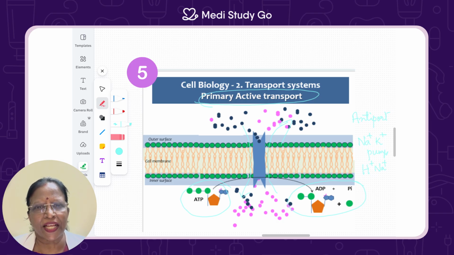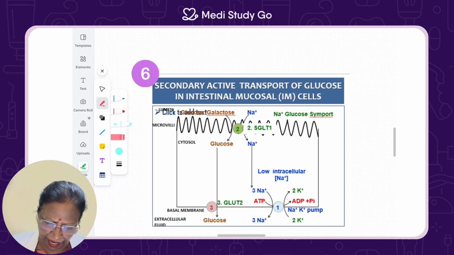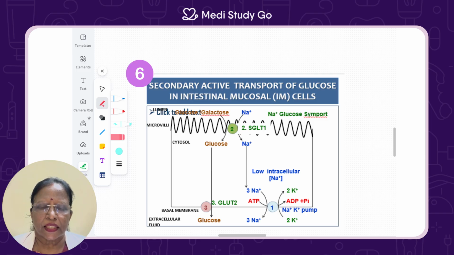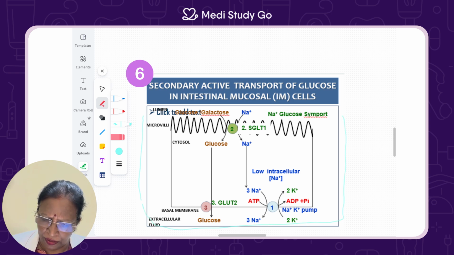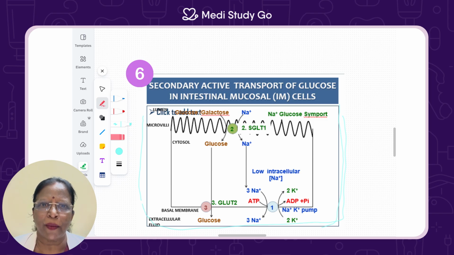Then, what is secondary active transport? Secondary active transport is not directly dependent on ATP for energy. Then why does it need energy? Let's learn this by studying how glucose is absorbed in the intestinal mucosal cells. On the basolateral surface of the cell membrane is present the sodium-potassium pump, which I have already described under active transport.